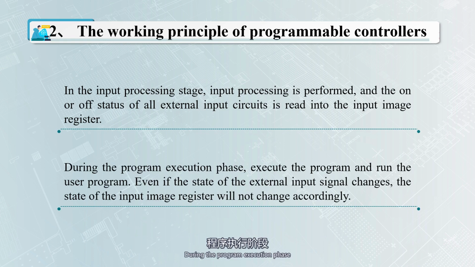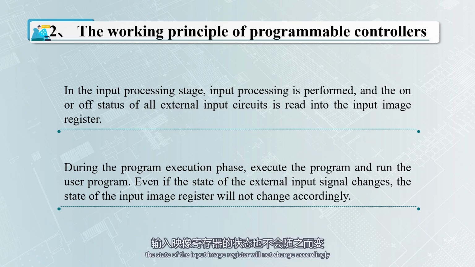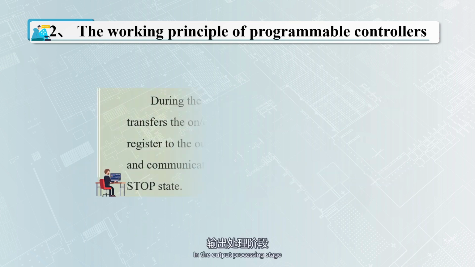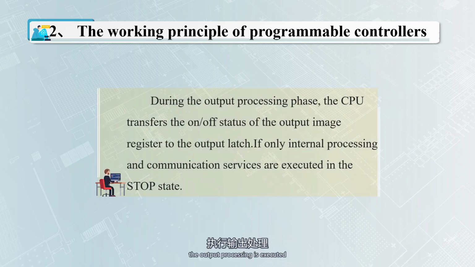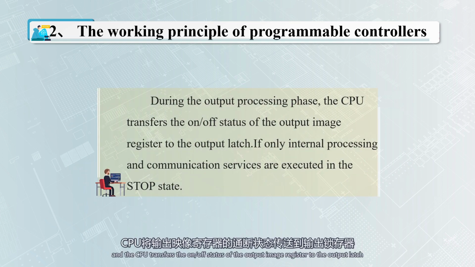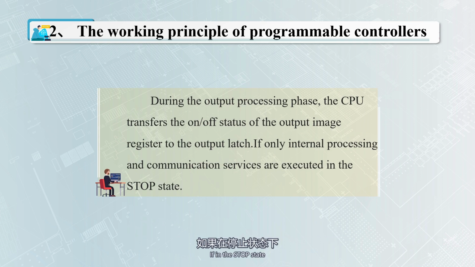During the program execution phase, when running the user program, even if the state of the external input signal changes, the state of the input image register will not change accordingly. In the output processing stage, the output processing is executed and the CPU transfers the on-off status of the output image register to the output latch. If in the stop state, only internal processing and communication services are executed.